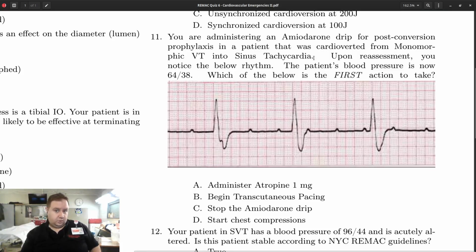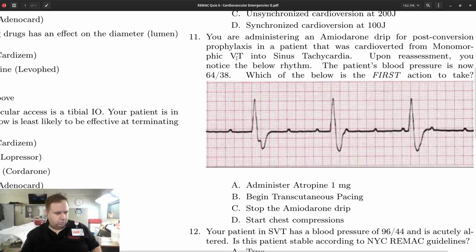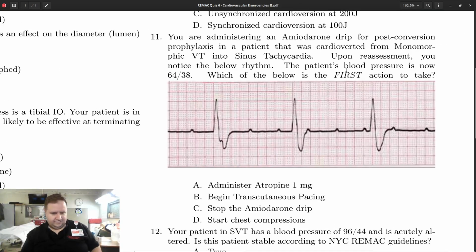Okay, so upon reassessment, we notice this rhythm. This rhythm is a third-degree heart block. The QRS complexes are marching straight through. The P waves are marching straight through. This patient is a third-degree heart block, and they're unstable with a pressure of 64/38. Okay, fine. So the rule is that the first law of medicine is primum non nocere. First, do no harm. So what you have to realize here is as we're dripping amiodarone into this patient, it's a calcium channel blocker. And what you see here on the EKG is an example of a completely blocked AV node.